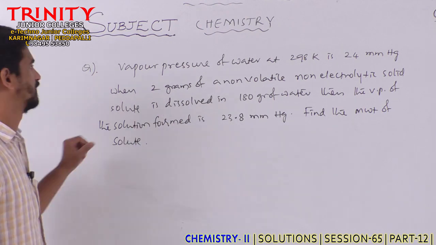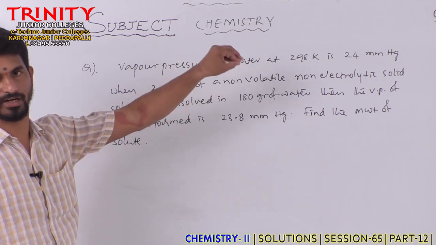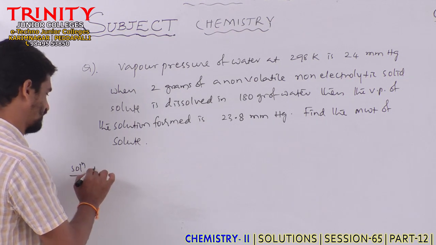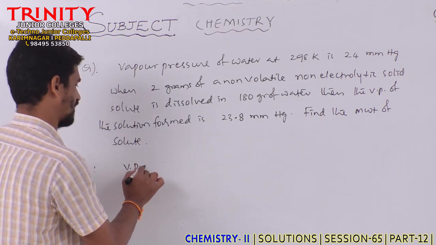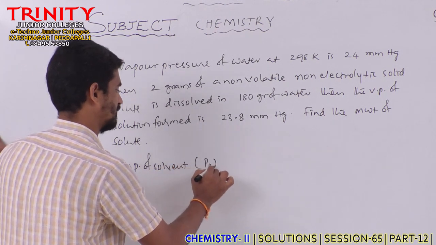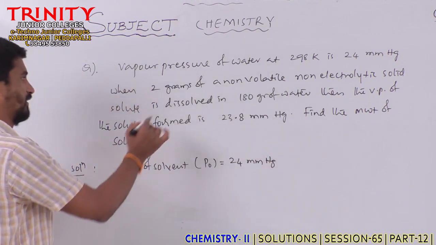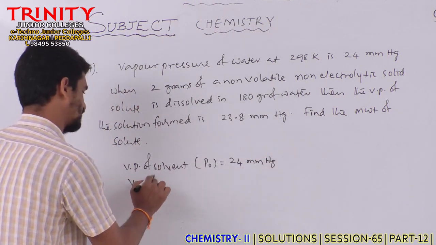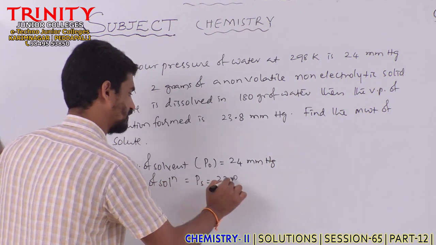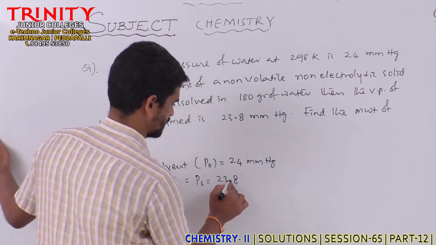This is the question. Vapor pressure of pure water at 298 kelvins is 24 mm of Hg. Here, vapor pressure of solvent is given. Vapor pressure of pure solvent, that is P naught, is 24 mm of Hg. Then vapor pressure of the formed solution is also given: Ps equals 23.8 mm of Hg.